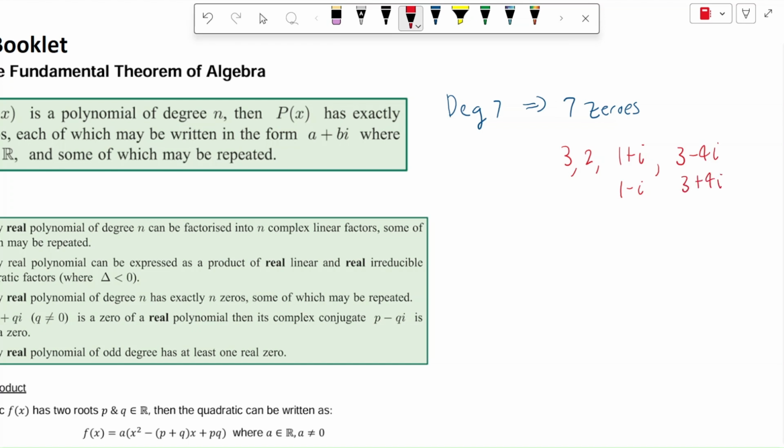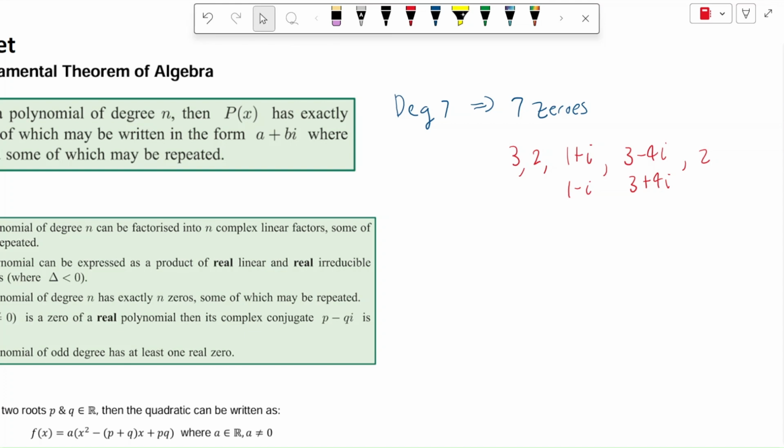And then what have we got? We've got 6 so far. And let's say that we have another zero, which is 2. So weirdly enough, you can actually have them be repeated.